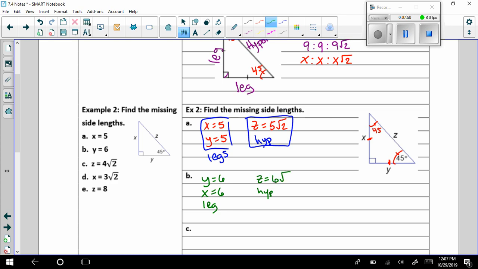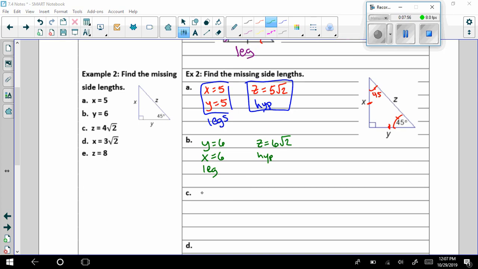So it's the leg length times the square root of 2. Okay, this one's a little bit different here. If you look at C, we're given the hypotenuse, which is z, which is 4 times the square root of 2. Okay, so remember in your hypotenuse, it's the leg length times the square root of 2. So this 4 represents the leg length. So that means that x is 4 and y is 4 because they are both legs.